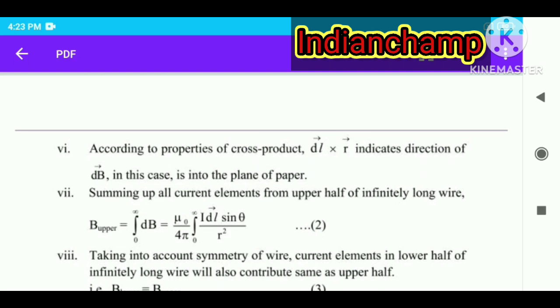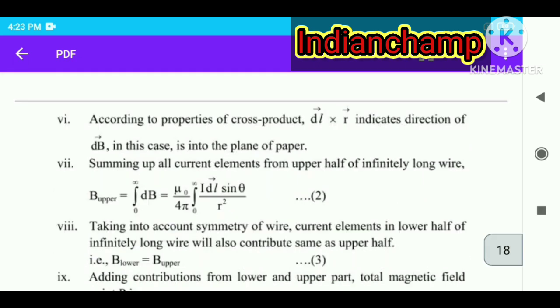Seventh, summing up all current elements from the upper half of the infinitely long wire, B upper equals integration 0 to infinity dB equals mu0 divided by 4 pi integration 0 to infinity I dl sin theta divided by r square.